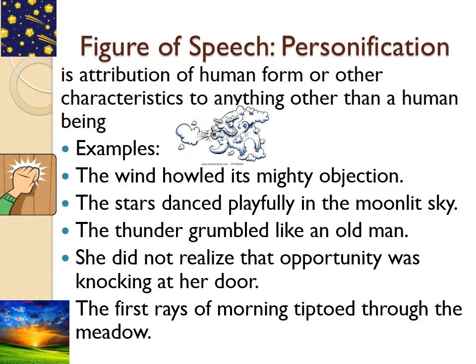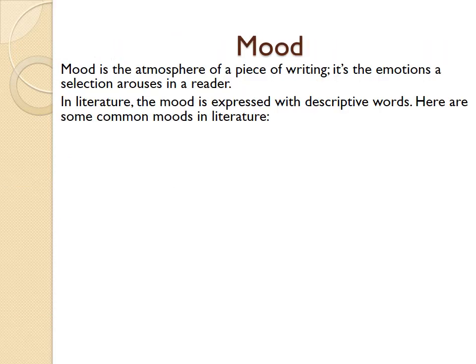So these aspects of the wind blowing in a mighty objection, or knocking at the door, or tiptoeing through the first rays, these don't actually have the ability to do this because they're all characteristics of humans.